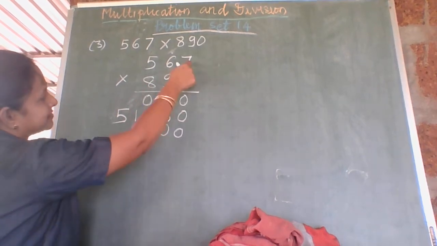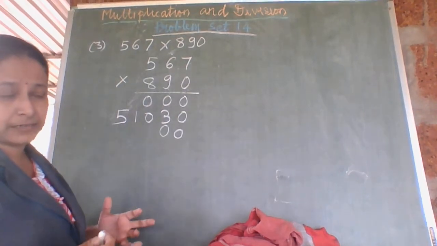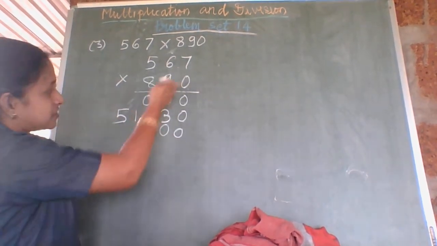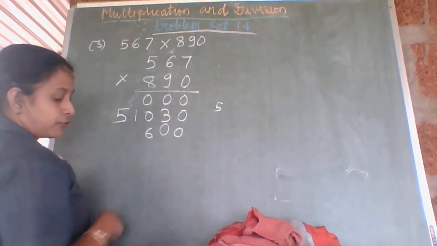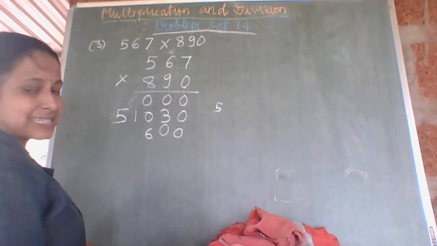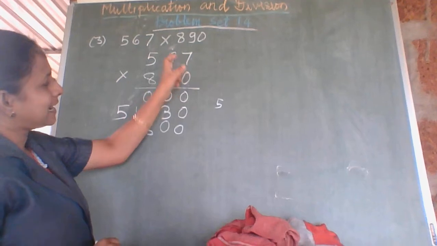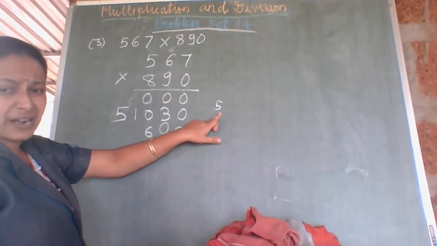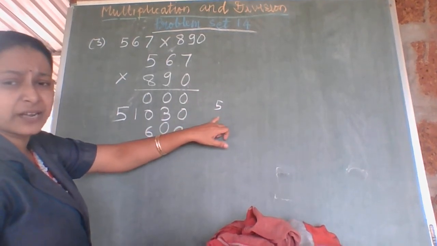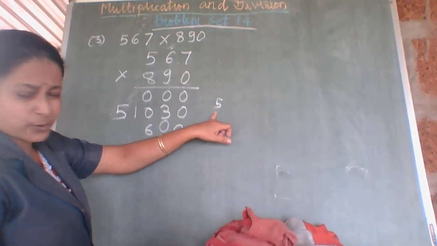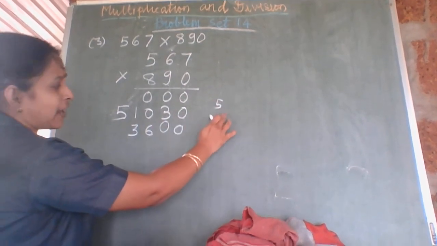Now you have to multiply. 8 sevens are 56. Okay, so I'll show you how to do the table of 8 also, but first we will multiply. 8 sevens are 56, carry 5. Okay, now 8 6s are 48. 48 plus this 5 becomes 53. So what you will write here? 3 you will write here, again carry 5 above.